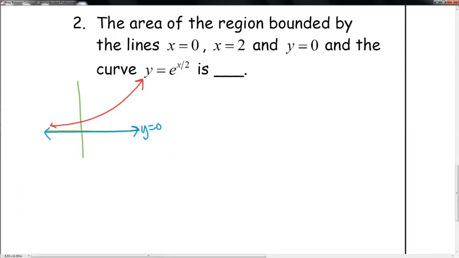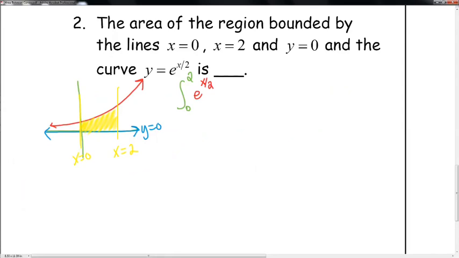And then we have x equals 0. Well, x equals 0 is the y-axis. And then we have the line x equals 2. And so what we're looking at is this region right there. So our bounds are actually going from 0 to 2. My top function is the red function, so e to the x over 2.